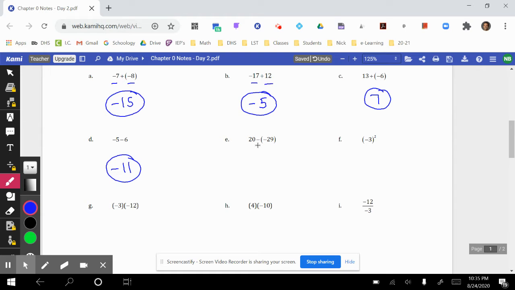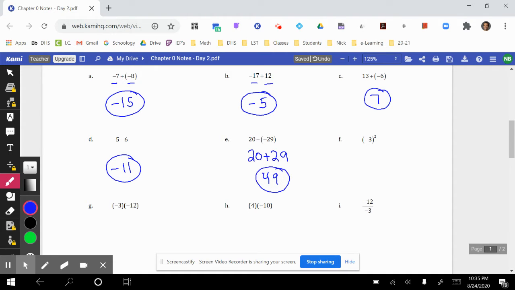Example E, we have 20 minus a -29. All right, so here we have this minus a negative. So this is really saying 20 plus 29, and 20 plus 29 more is going to give us 49.